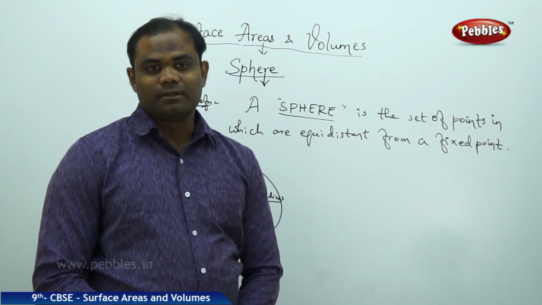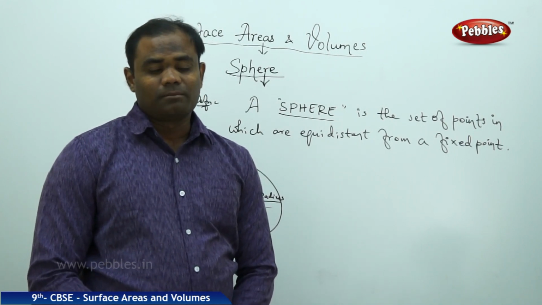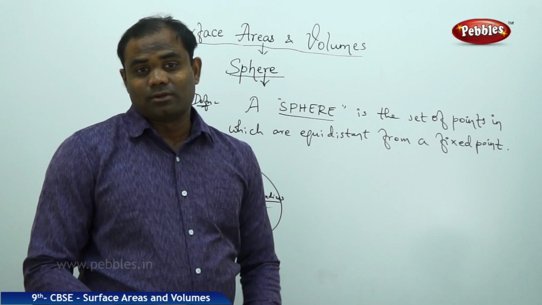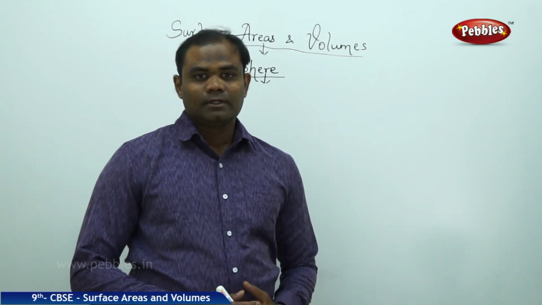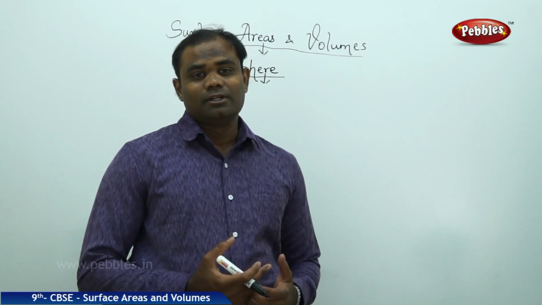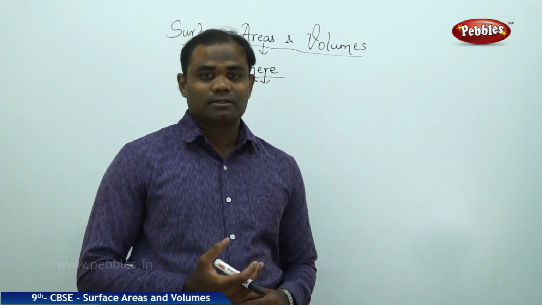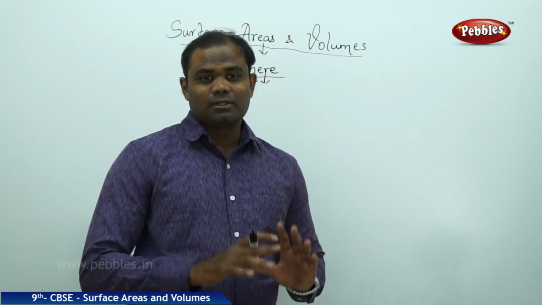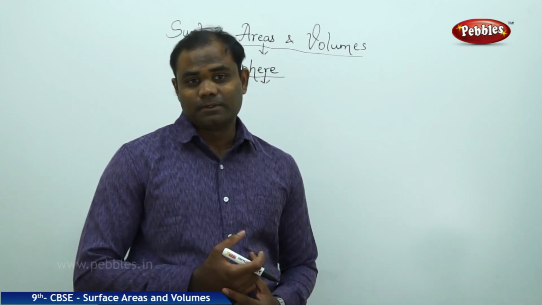The set of points which are equidistant from a fixed point is called a sphere. Now that we have defined a circle, and a sphere as a three-dimensional object, let's see what the curved surface area of a sphere could be.